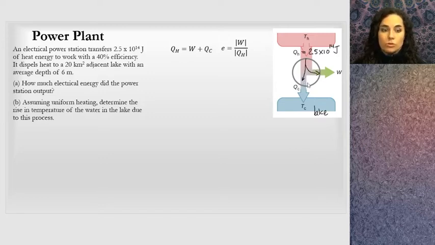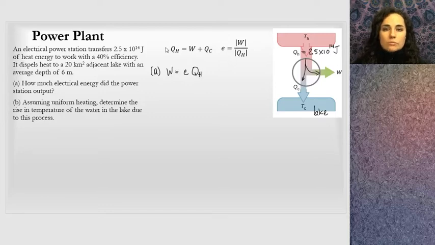So the question asks, how much electrical energy did the power plant station output? So they want to know what is the work. How much work was put out? Well, I have the efficiency equation here, so I can solve this for work. Work equals the efficiency times QH.